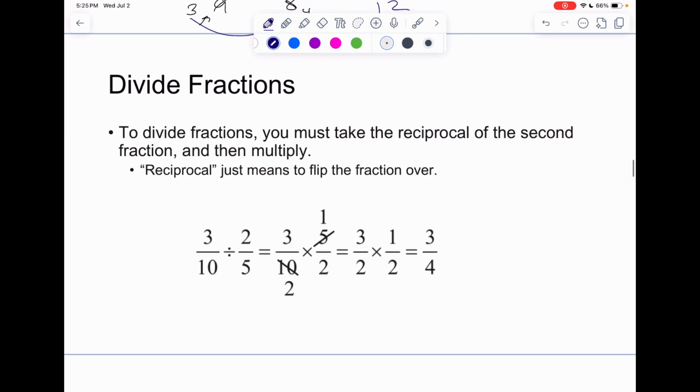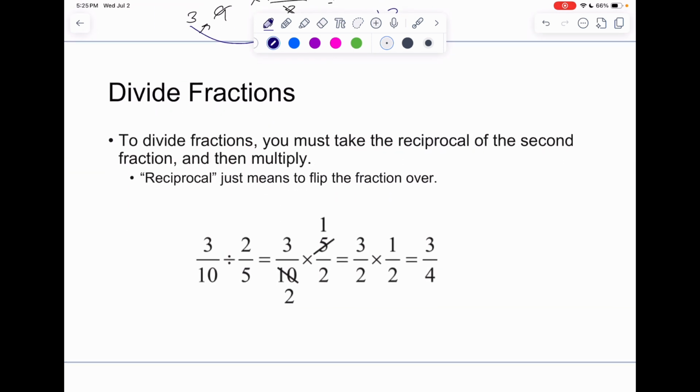Now when we divide fractions, we must take the reciprocal of the second fraction and then multiply. I want you to think to yourself, keep it the same, change it to multiplication, and flip. Keep, change, flip. Let's say it together. Keep, change, flip. Yes? So the first fraction we keep the same, 3 over 10.